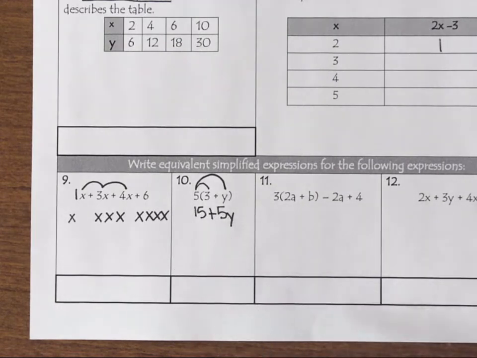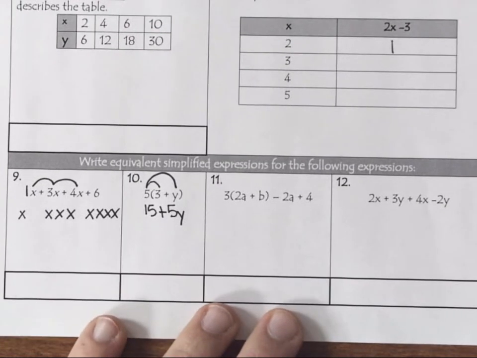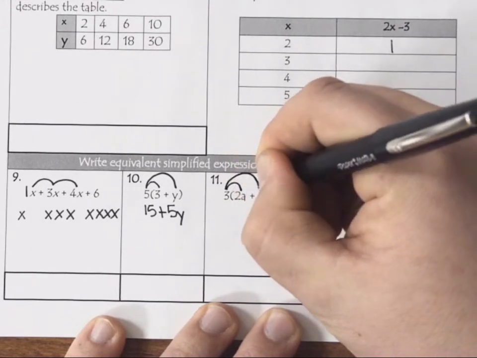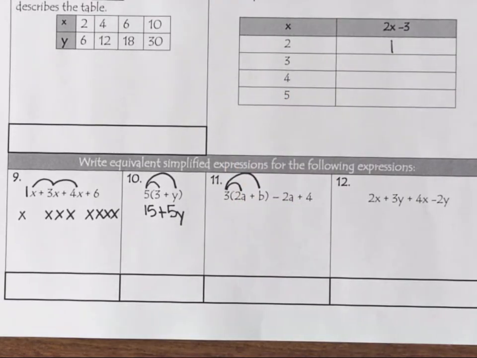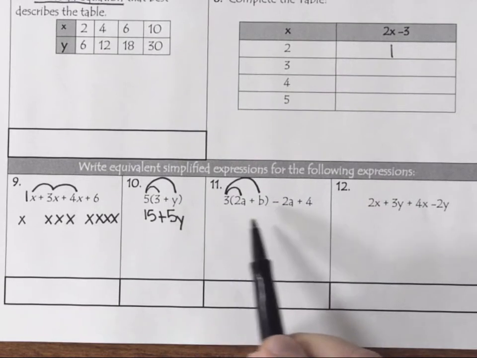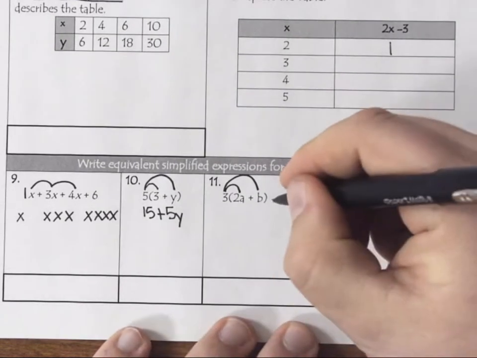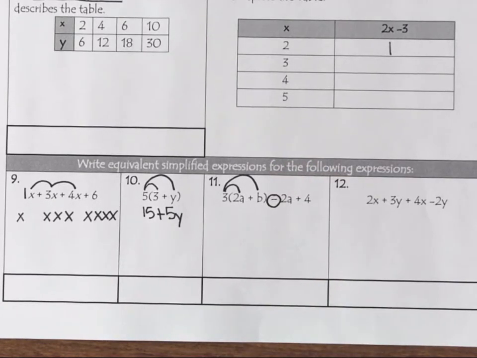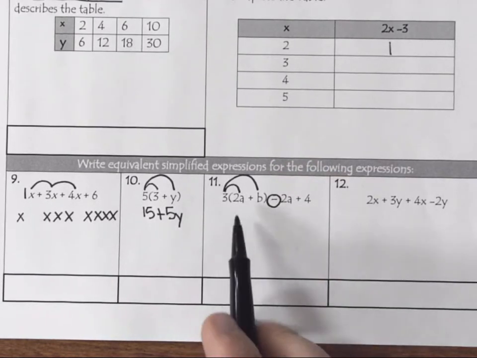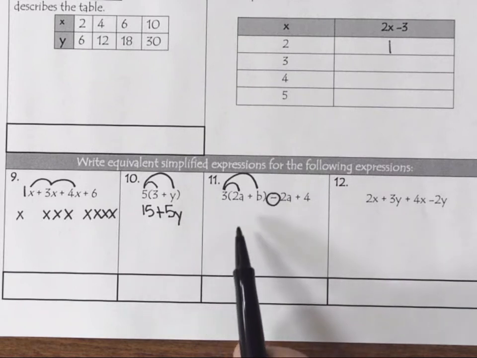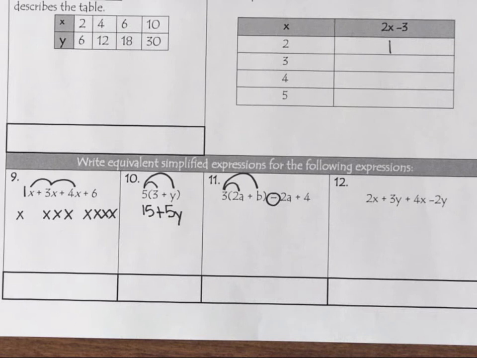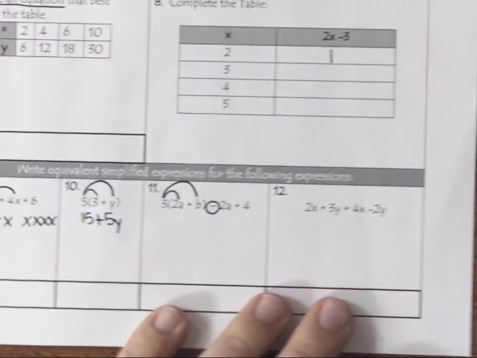This is my answer. Number 11 also has parentheses, so make sure you distribute 3 times 2a and 3 times b. Once you have distributed, then you need to combine like terms. Make sure that you recognize that there is a subtraction sign in this problem, not just addition. So when we combine, the 3 times 2a is 6a, so 6a minus 2a, not plus. Okay, go ahead and simplify this expression and write your answer in the box.